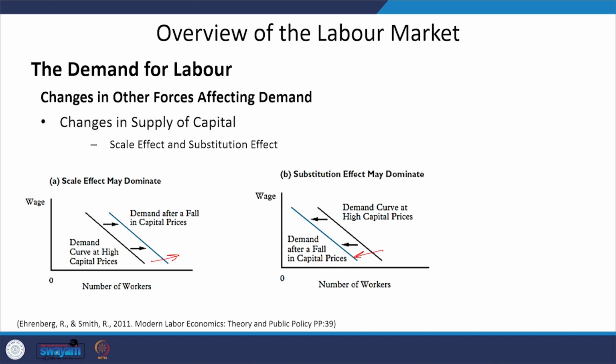So, a fall in the capital price generates two opposite effects on the demand for labor. One is the scale effect, another one is the substitution effect. The scale effect will push the labor demand curve towards the right, while the substitution effect will push it to the left. As you can see from the figure, either effect could dominate. So, if the substitution effect dominates over the scale effect, the labor demand curve will shift to the left, and if the scale effect dominates over the substitution effect, then the labor demand curve will shift to the right.